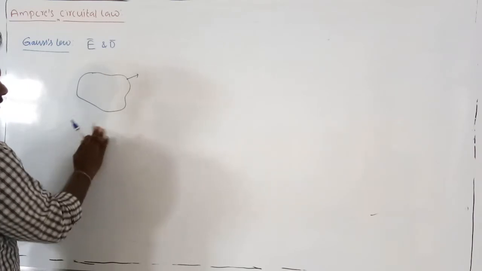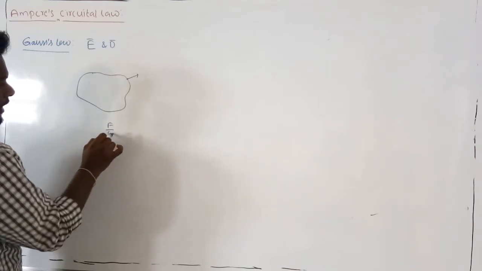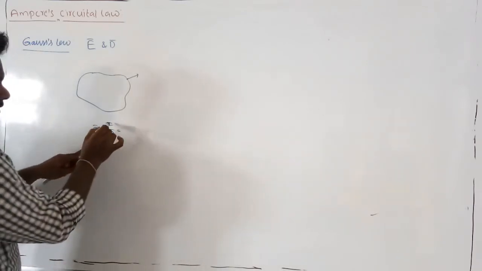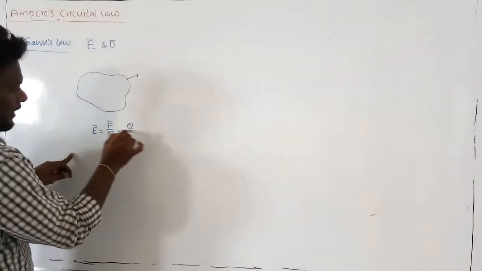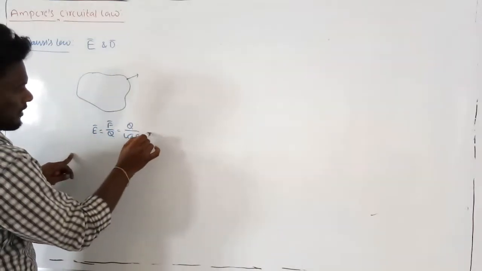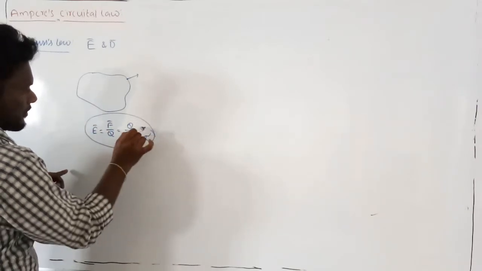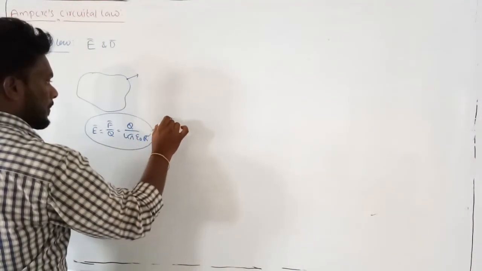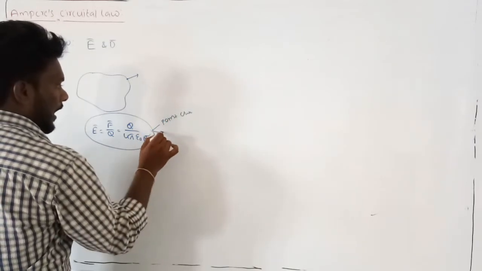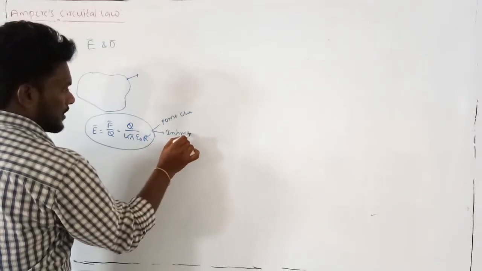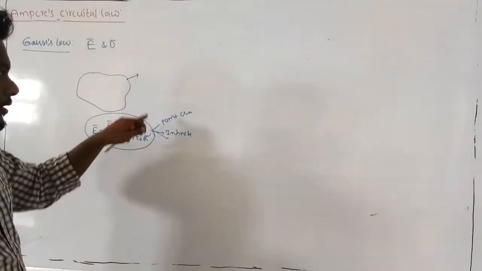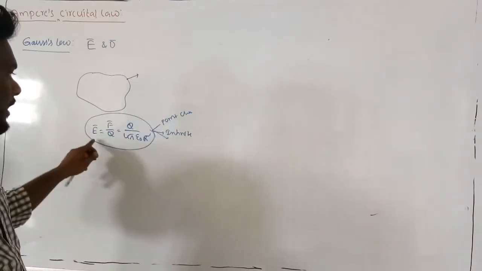By using Coulomb's law, simple Coulomb's law means F bar by Q bar, which is also equal to electric field intensity, which is equal to Q by 4 pi epsilon naught R square. With the help of this expression, we have calculated the electric field intensities for different configurations like point charge, infinite line charge, infinite sheet of charge, circular ring, circular disc, etc. Those concepts were determined with the help of Coulomb's law.